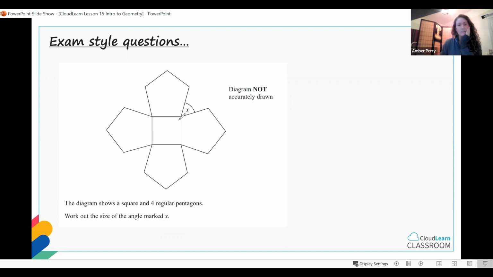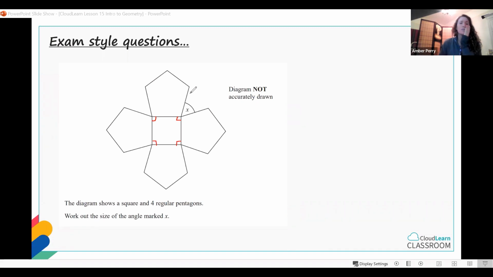So I'm going to mark straight away on that square these right angles because I know that a square has 4 right angles, okay? So I'm going to put those in. Now, what have I got? I've got 4 regular pentagons. Well, we've just talked about how to find the angles in a regular pentagon.